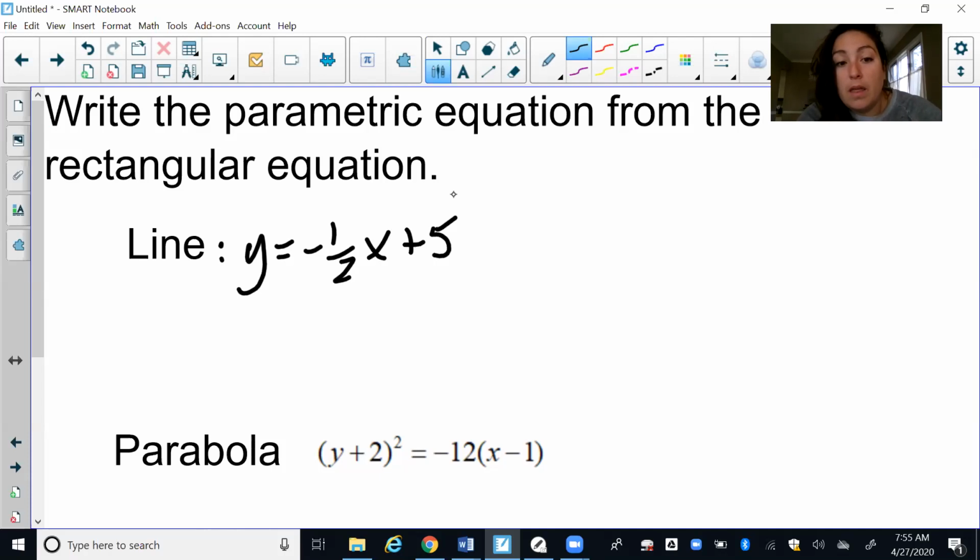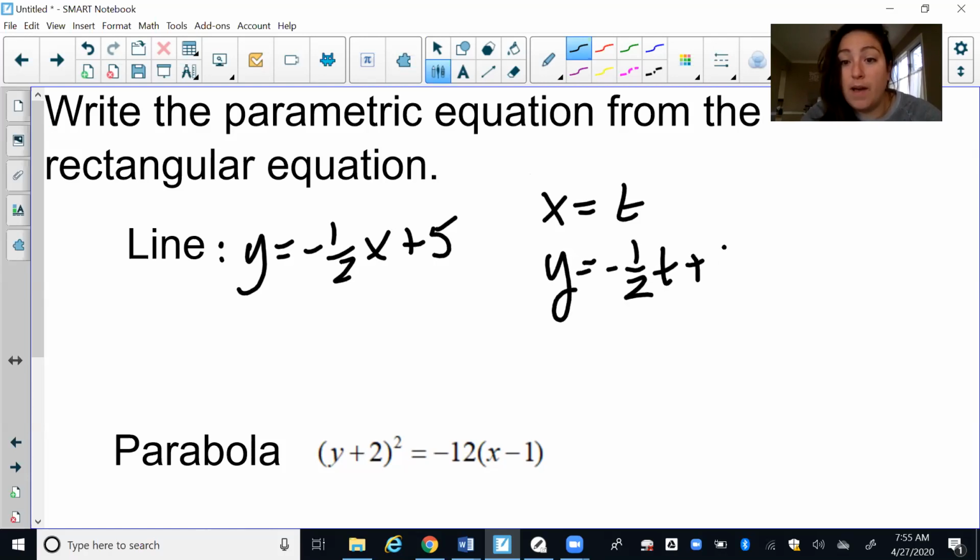So there are lots and lots of different ways to do this. I am a fan of substitution. So one way that you can do substitution is just like this. Let's say x is equal to t. Well, if x is equal to t, then y is negative 1/2 t plus 5. Done. Parametric equations.